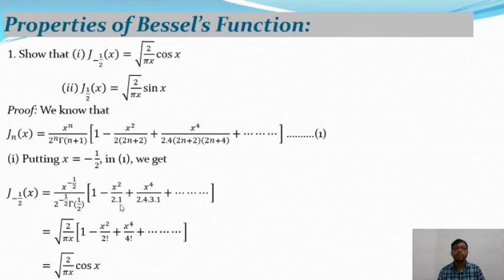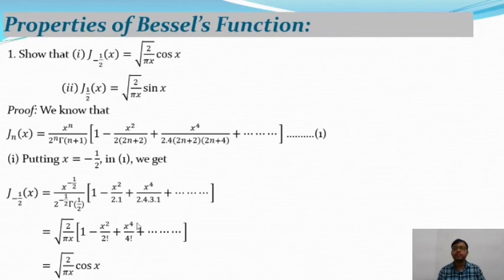by 2 factorial. So 2 into 1 is equal to 2 factorial, and 4 into 3 into 2 into 1 is equal to 4 factorial. So 1 minus x square by 2 factorial plus x to the power 4 by 4 factorial minus x to the power 6 by 6 factorial, and so on up to infinity. And this is the series of cos x. You note it. Therefore J of minus half of x is equal to root over 2 by pi x into cos x. So hence the proof of the first property of Bessel's function.